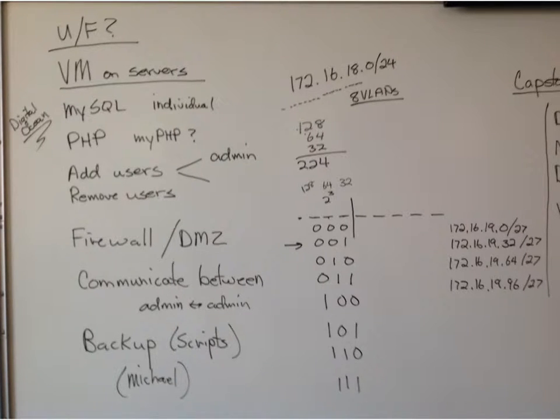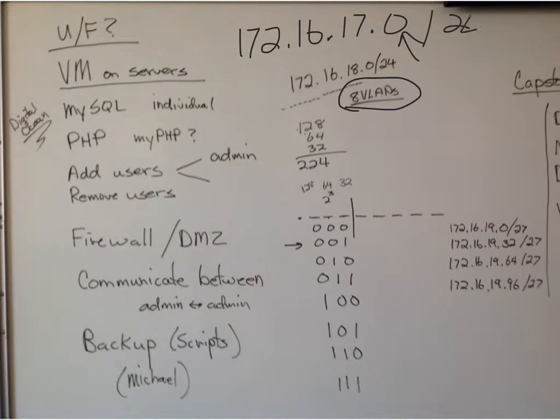Alright, so if you're looking at 8 VLANs, if we have an address, for example, I'll use another one here, 172.16.17.0/24, then we have to leave this group and divide this up.